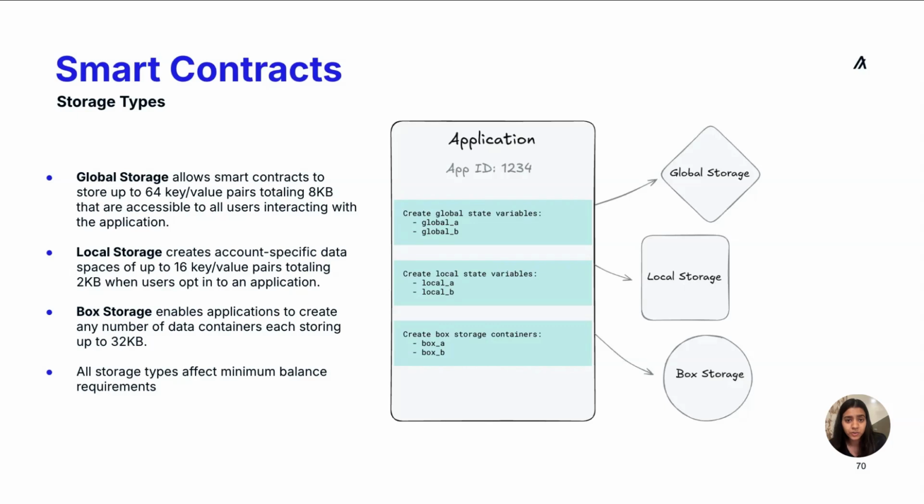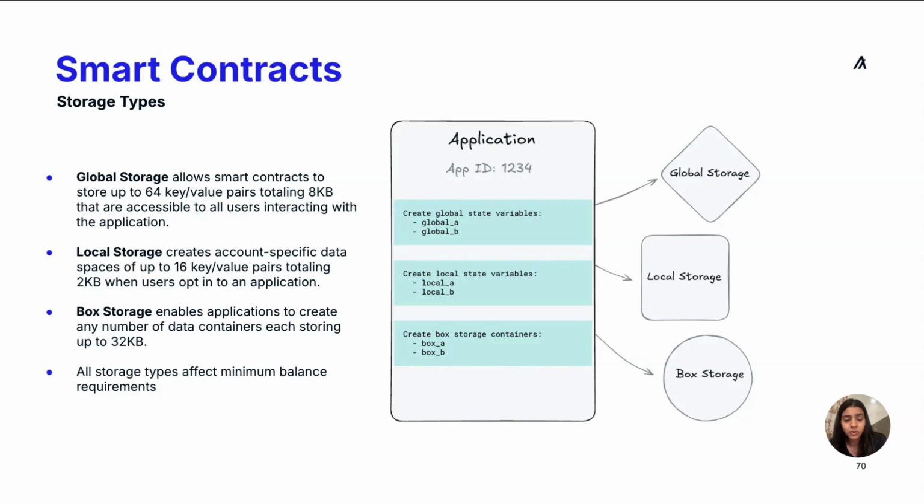First, we have global storage. This is like the main storage for your smart contract. Data that everyone can access and that's relevant to the entire application. Maybe it's the total supply of tokens you have issued or the current price in a marketplace. Global storage can hold up to 64 key value pairs with a total size limit of 8 kilobytes. This data is accessible to anyone interacting with your application.